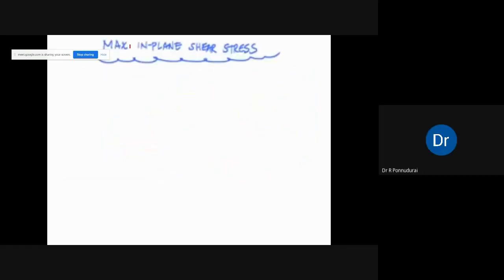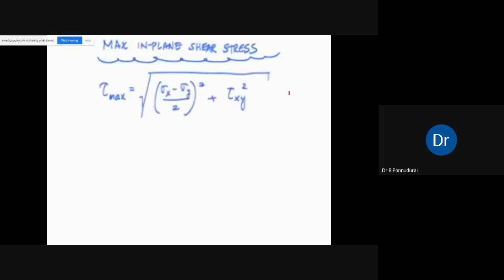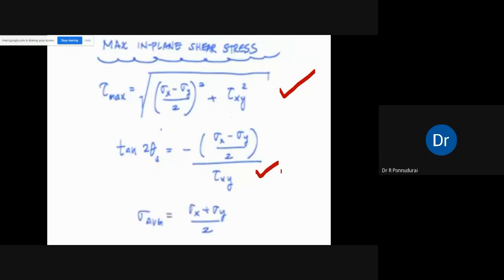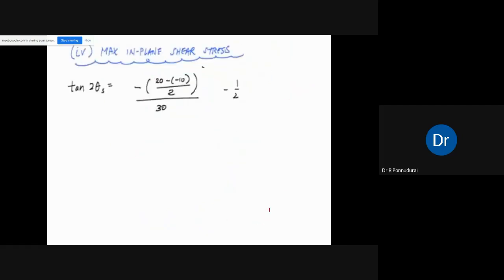Same way, go for maximum in-plane shear stress. We know the formula for tau max. We know the values of sigma x, sigma y, and tau xy. Substitute all these values. The angle of the shear plane you can also find using this formula, and sigma average also you can find. So this is the formula: tan 2 theta s equals minus of sigma x minus sigma y by 2 divided by tau xy.